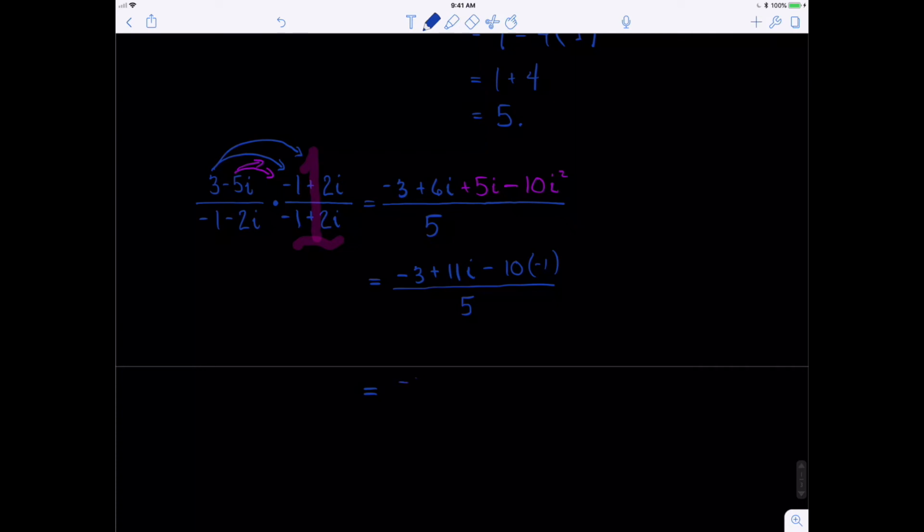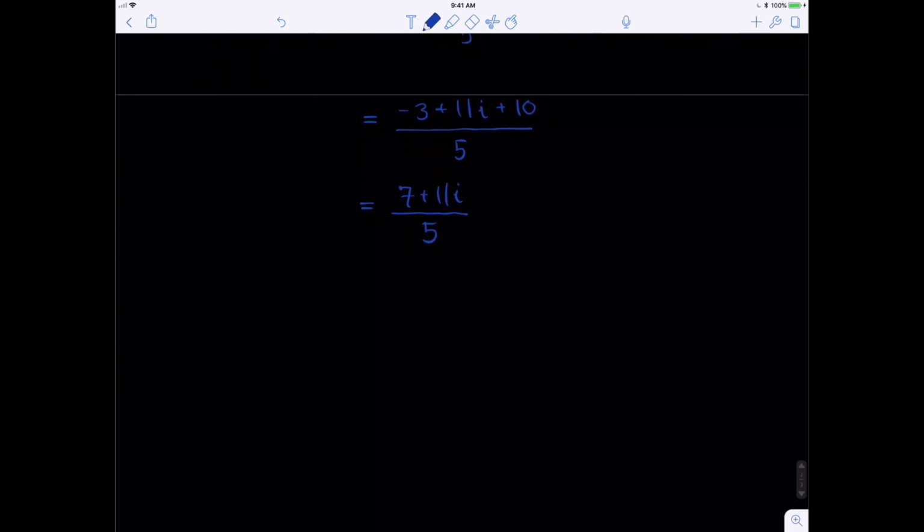So let's see, this is a negative 3 plus 11i plus a 10 over a 5. So I can combine this to be negative 3 plus 10 is 7, plus 11i, over 5. And then we're going to do what we did earlier, where we broke this into its parts of 7/5 plus 11/5 i. And so now we have a real component that is 7/5, and the imaginary component is 11/5 i.